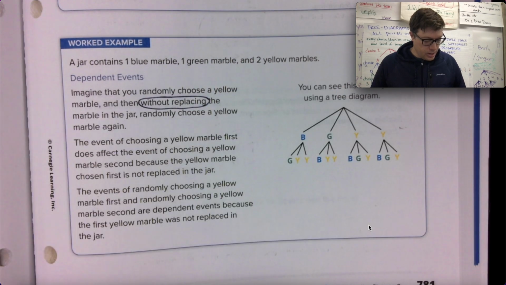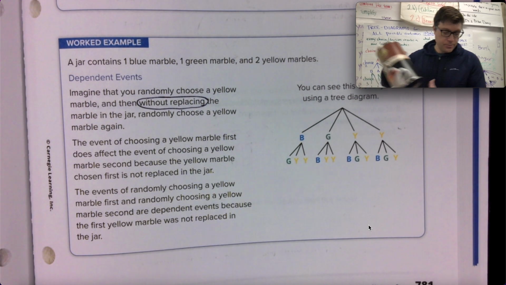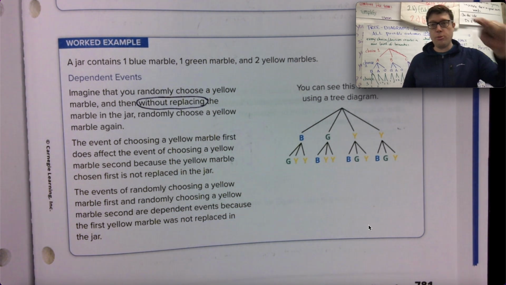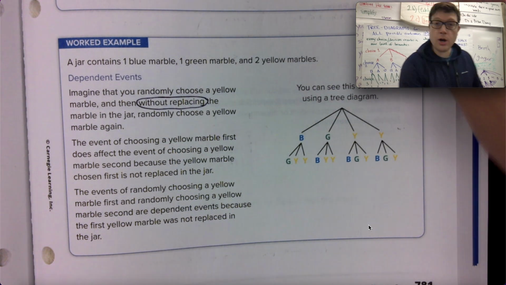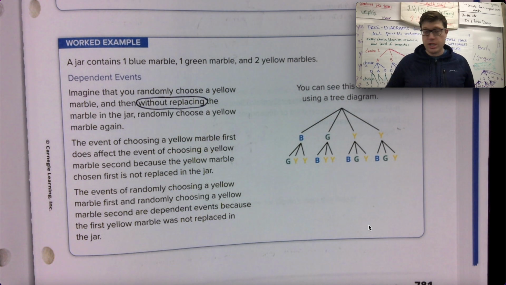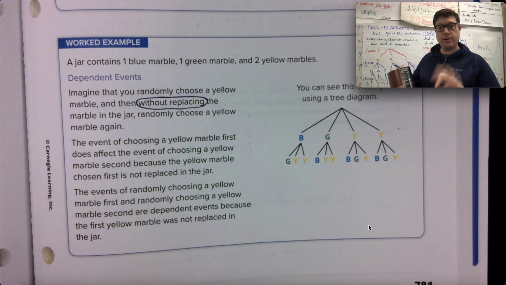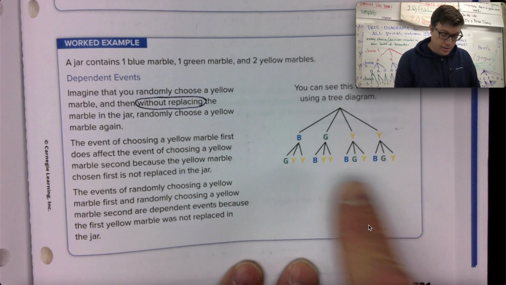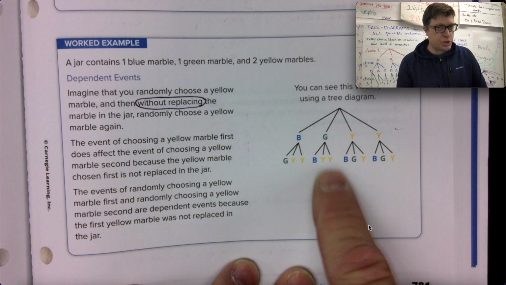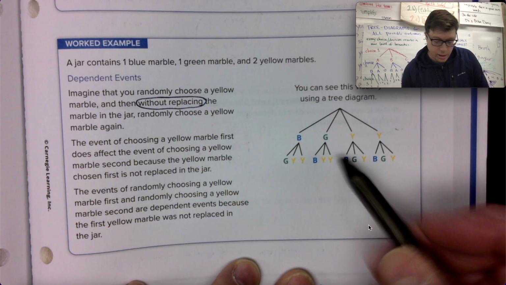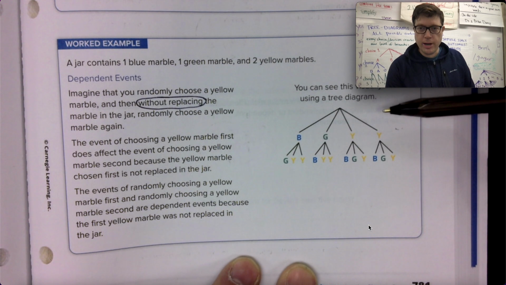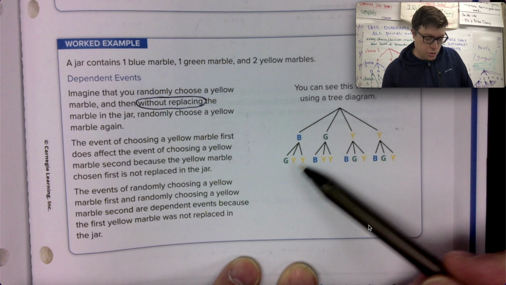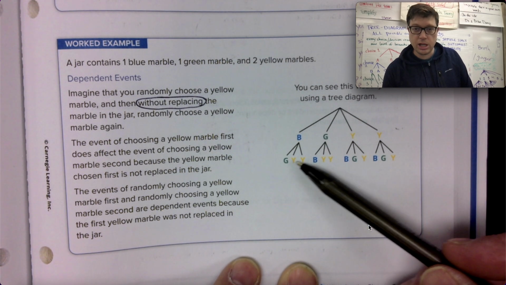Imagine, same scenario, that you randomly choose a yellow marble, and then after you choose that marble, without replacement, you don't put it back into the container. So our number of marbles in the container has changed from 4 to 3. And that is going to therefore mean that this level of the tree diagram, whatever branch path you're on, totally depended on the first branch that you went down. Like you followed B because you drew a blue marble, but now there's no more blue marble in the jar, so you only have a green, yellow, or yellow option.